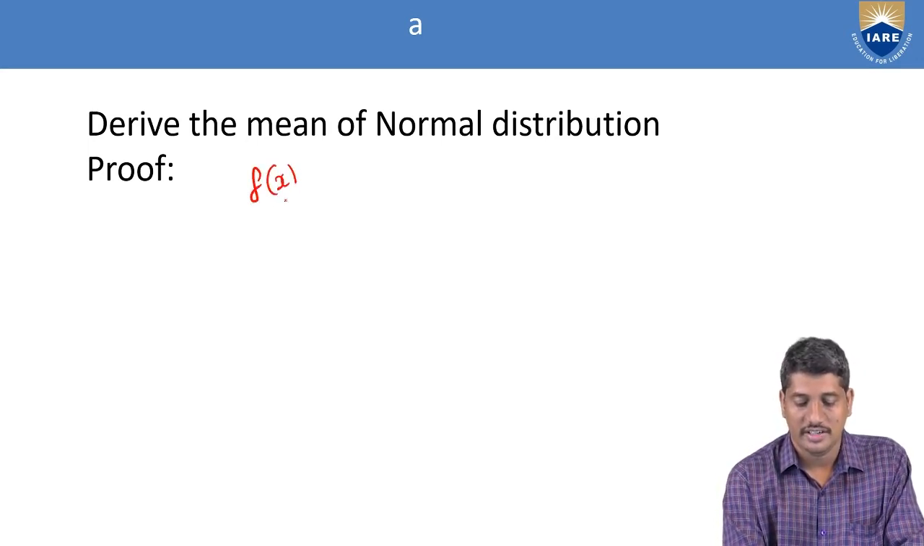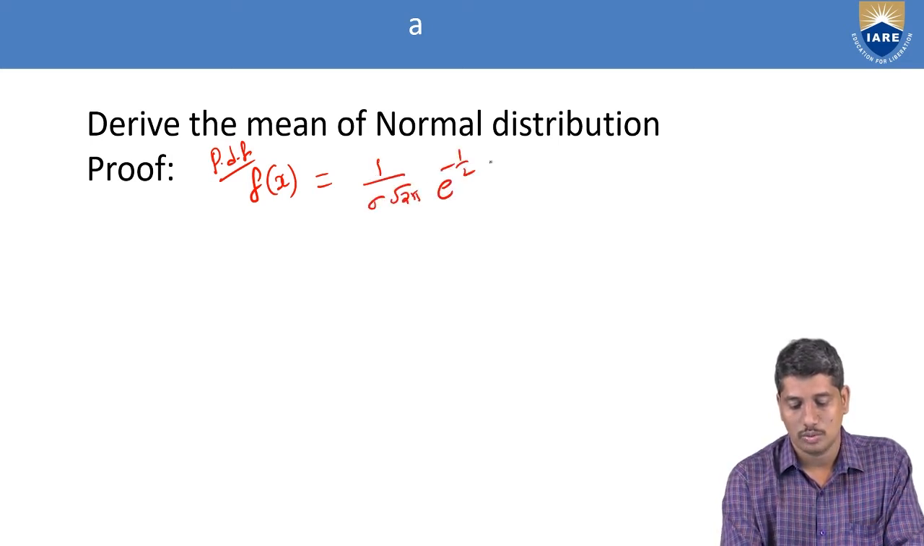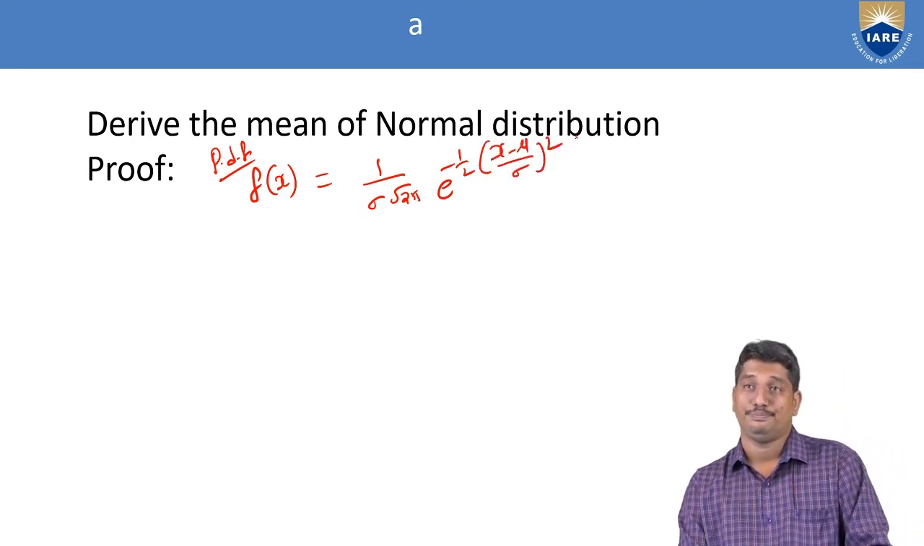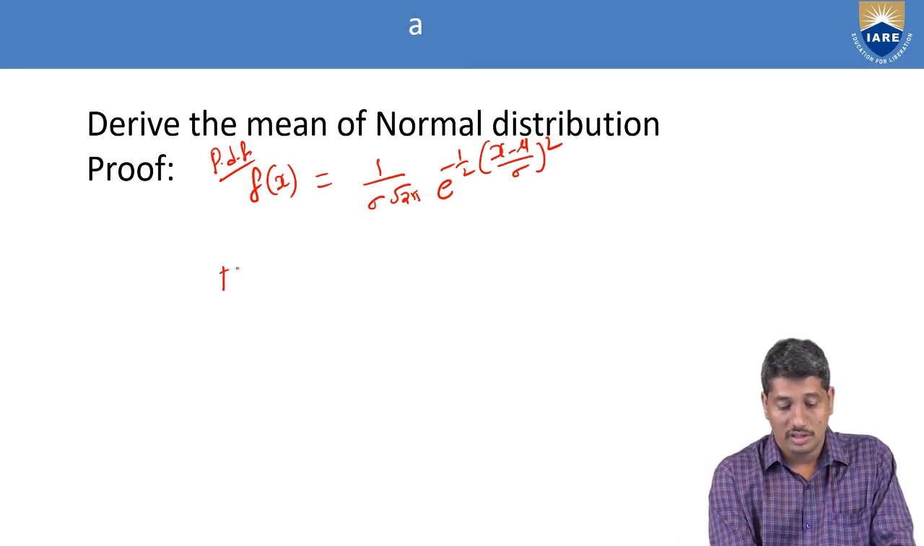First, let us write the density function, the PDF, of a normal distribution. That is 1 by sigma root 2 pi e power minus 1 by 2 times (x minus mu by sigma) whole square. Okay, and let us start with the expectation E of x.